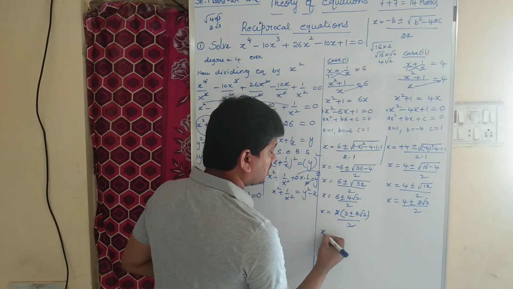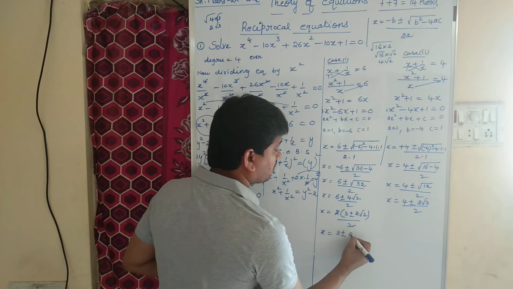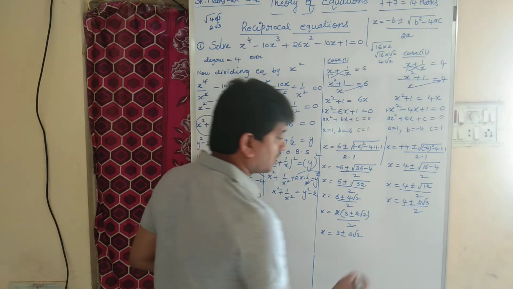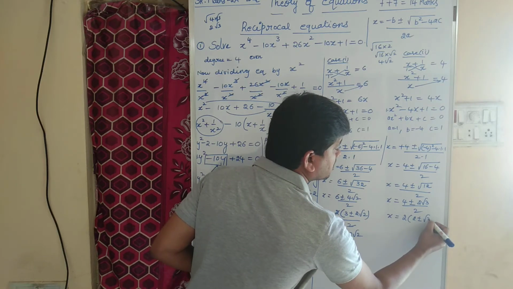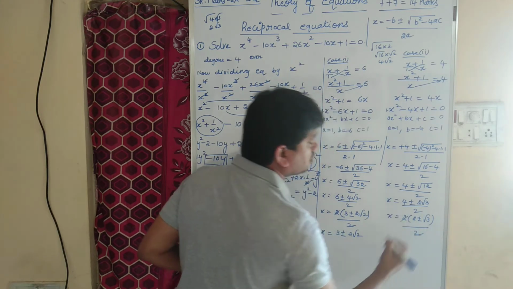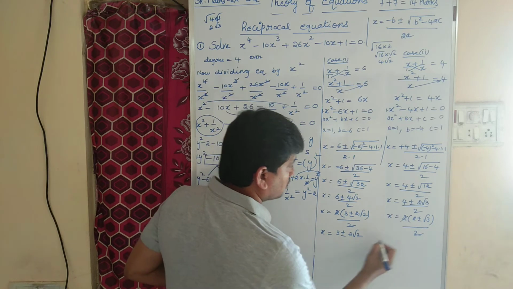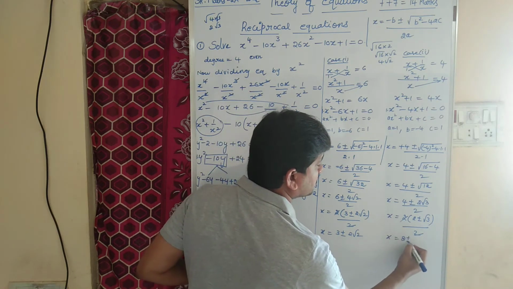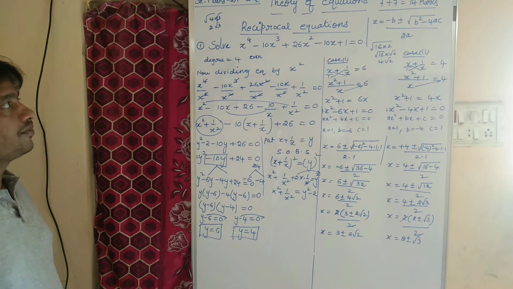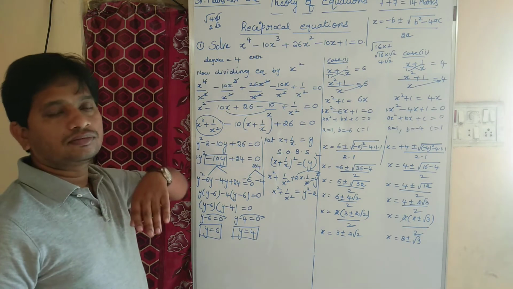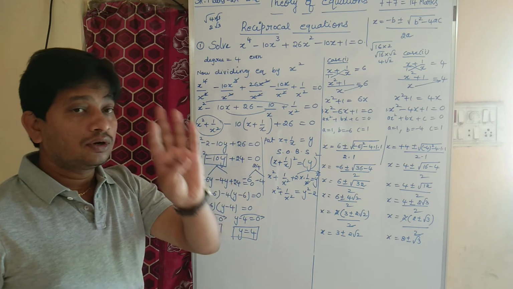2√2 gets cancelled. x equals 3 plus or minus 2√2. Here also you can take 2 common. 2√2 is 4 plus or minus √3 by 2. As 2 gets cancelled, x equals 2 plus or minus √3. See, as the degree equals 4, you will get 4 roots.